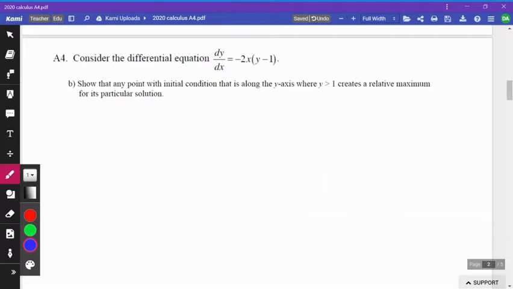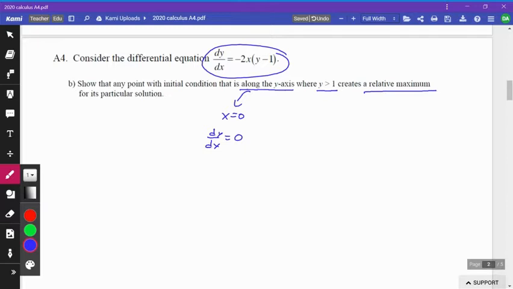In part B, we want to show that any point with an initial condition along the y-axis where y is greater than 1 creates a relative maximum. Now this right here means that x equals 0. So if I'm along the y-axis, x is going to equal 0, and when I plug this into my derivative, I'll get dy/dx equal to 0. So when I'm along the y-axis, I get critical numbers.